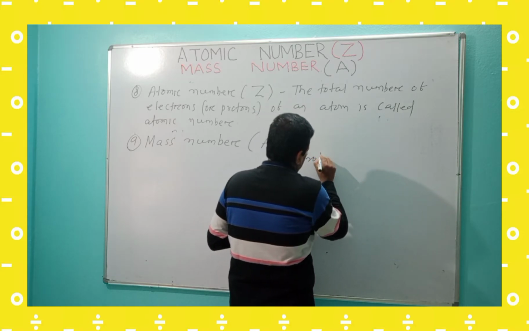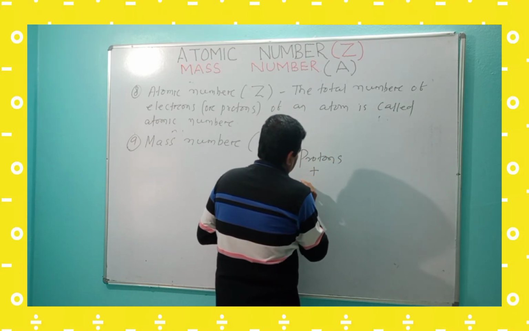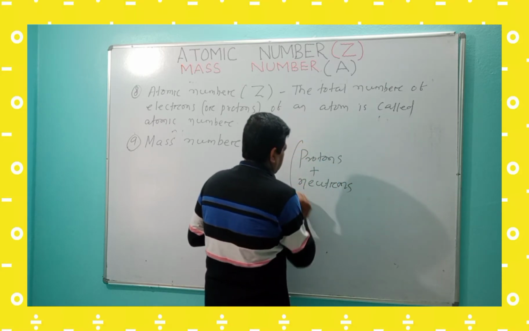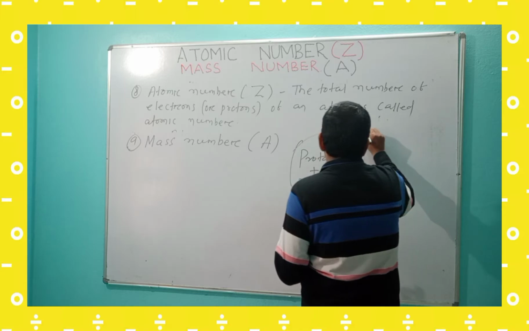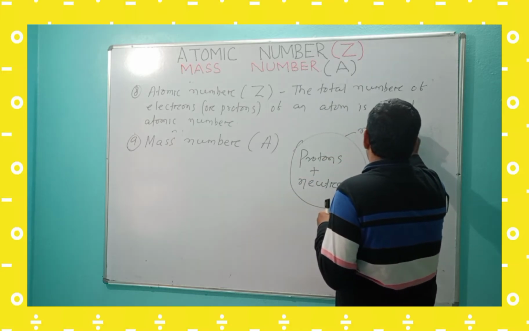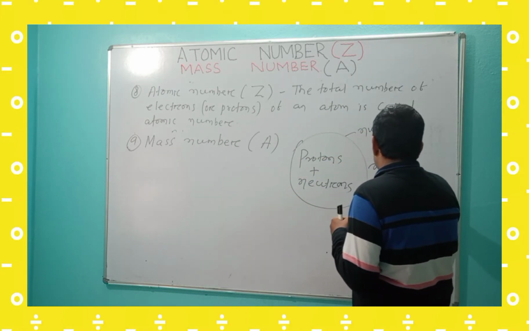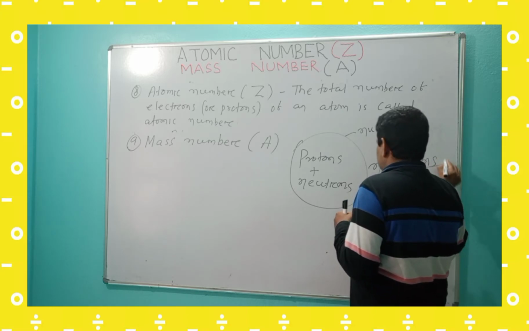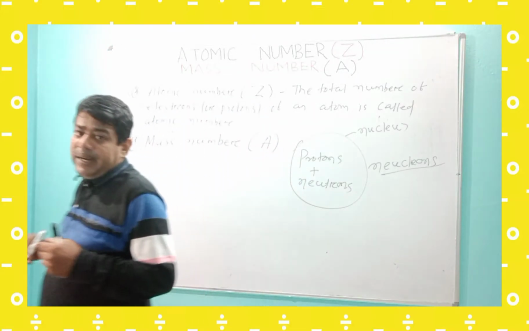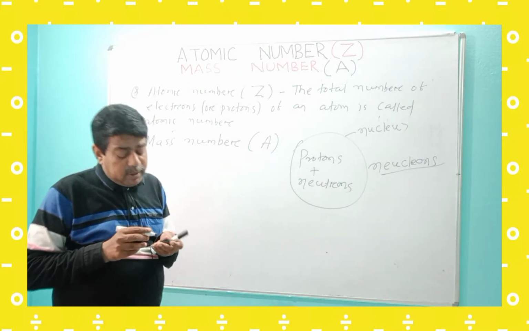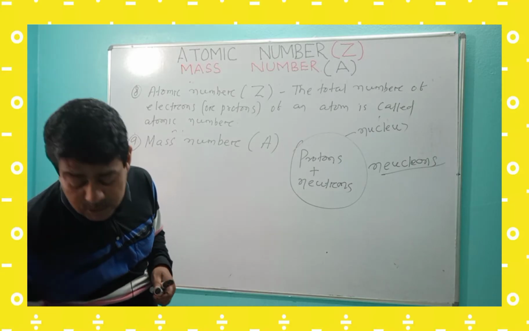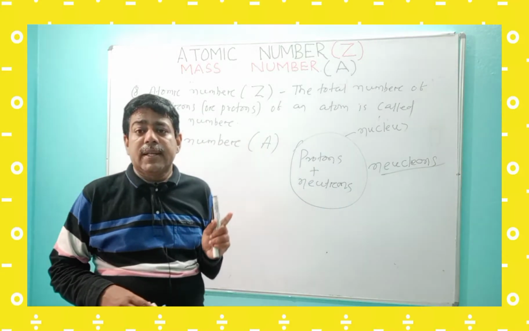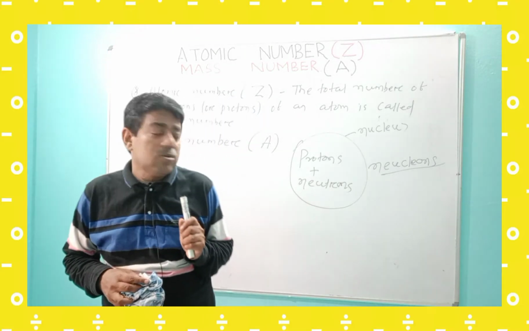Protons and neutrons, these are the part of nucleus. And these are known as what? Nucleons. Yes or no? They are known as nucleons. The protons and neutrons are found inside the nucleus of the atom. They are also known as nucleons.